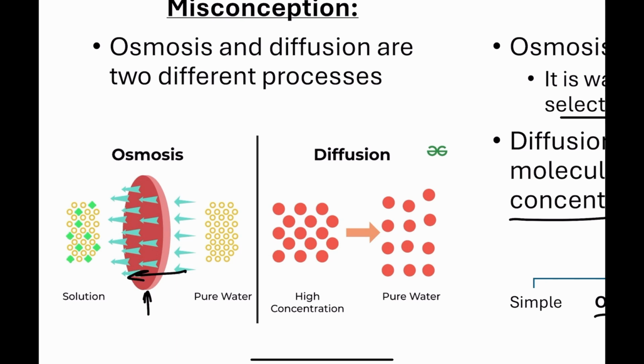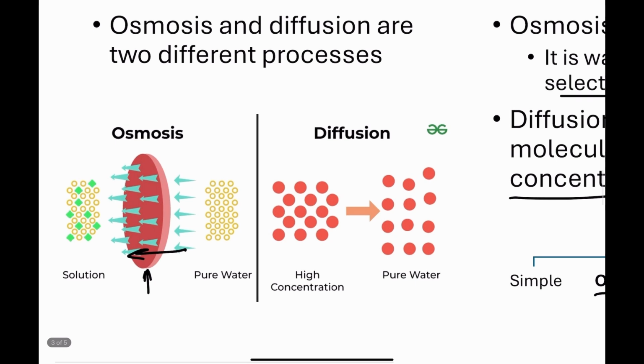And the key driving force behind osmosis is the difference in solute concentration. On this side, we have pure water, but on this side, we have a solution. And this pure water, it's moving towards that solution from an area of higher water volume to an area of lower water volume. And this movement occurs from an area of lower solute concentration to an area of higher solute concentration.